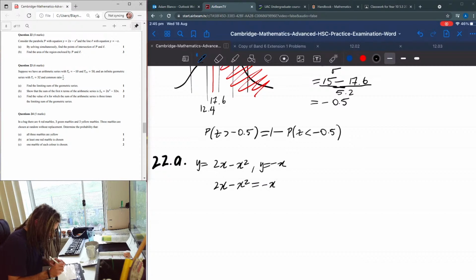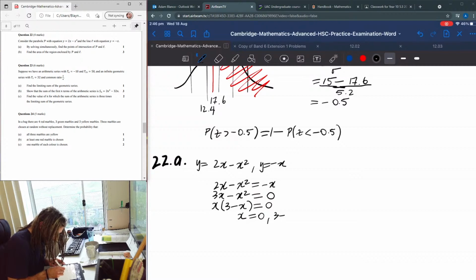I'll move that over. So don't divide by x in this case, otherwise you'll miss a solution. So that's going to be 3x minus x squared equals 0. So then factorize. So that's x outside of 3 minus x equals 0. That means x equals 0, and 3 minus x equals 0, which means x equals 3.